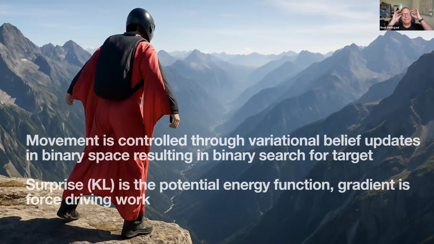So the whole idea here is that surprise is actually the same thing as potential energy. Just as you have to climb up a mountain in order to throw yourself off it when you're in a wingsuit, you have to have the thought in order to have the action. And in fact, maybe the two are actually the same. So movement is controlled through variational belief updates in binary space, searching for the target. But the surprise is the potential energy guiding it, and the gradient is the force driving the work. And so we set about to see if this works in Fitts law. So we did a Fitts law experiment.